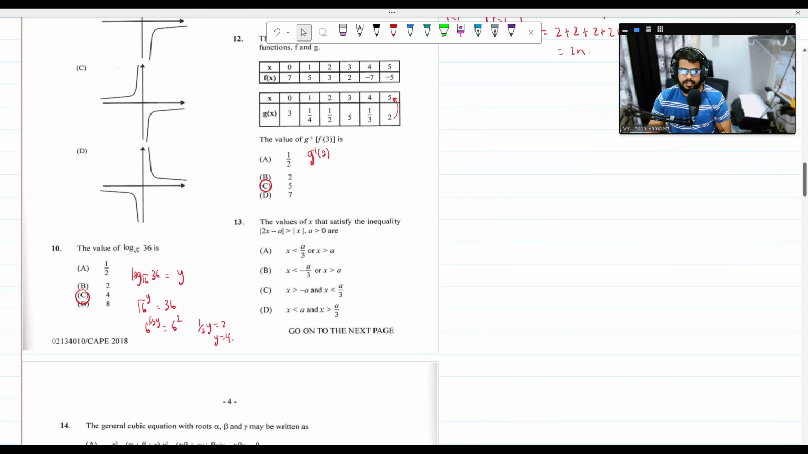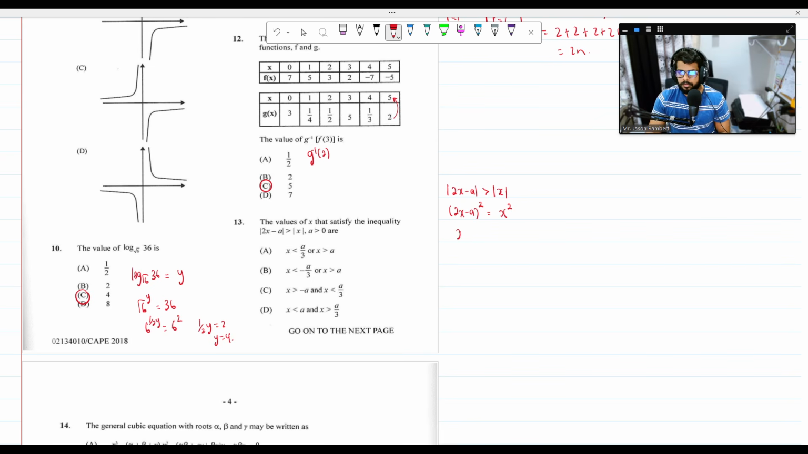The values of x that satisfy the inequality, the modulus of 2x minus a is greater than the modulus of x, when a is greater than 0, are. Two ways we can do this, right? More than two ways. We can square both sides, we can rearrange, or we can use the definition for the modulus function. So let me go with modulus of 2x minus a is greater than the modulus of x. Let me square both sides. When I square, I'm going to get rid of the modulus. 2x minus a squared, I'm going to say is equal to x squared.